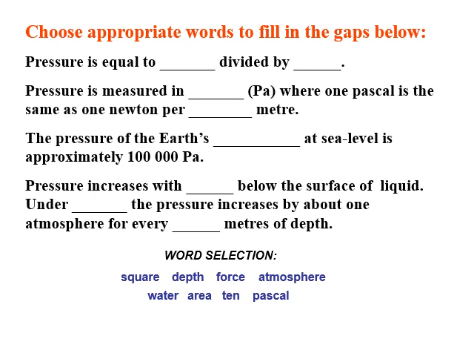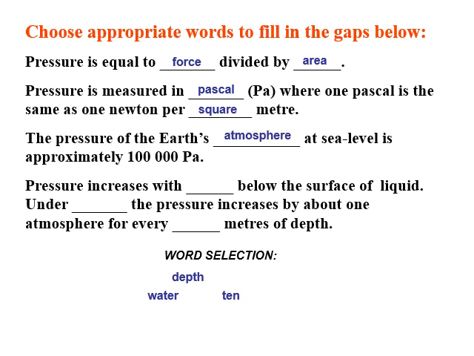So pressure is equal to force divided by area. Pressure is measured in something called pascals, where 1 pascal is the same as 1 newton per meter squared. The pressure of the Earth's atmosphere at sea level is approximately 100,000 pascals, and pressure increases with depth below the surface of a liquid, and underwater the pressure increases by 1 atmosphere for every 10 meters of depth.